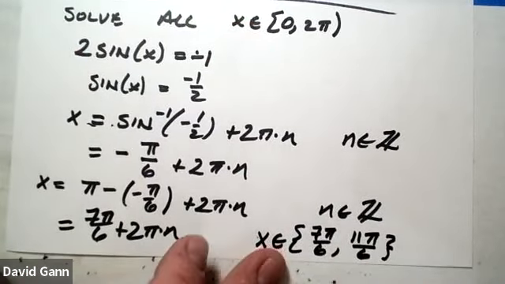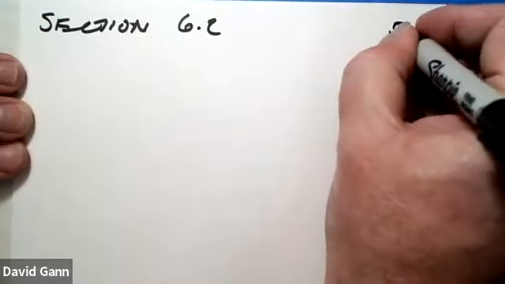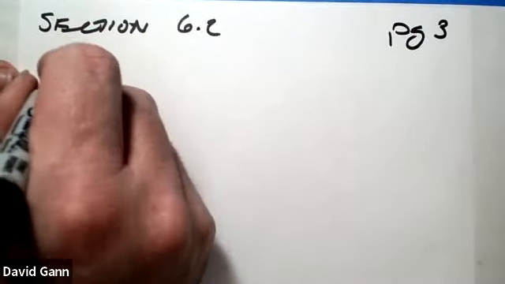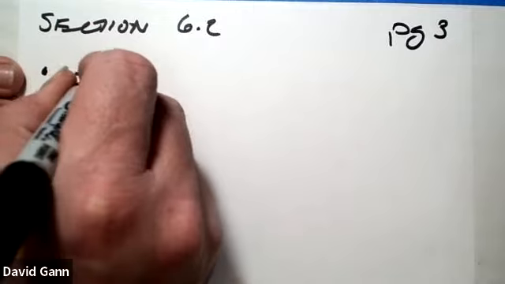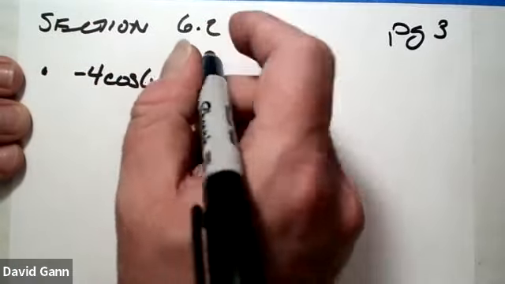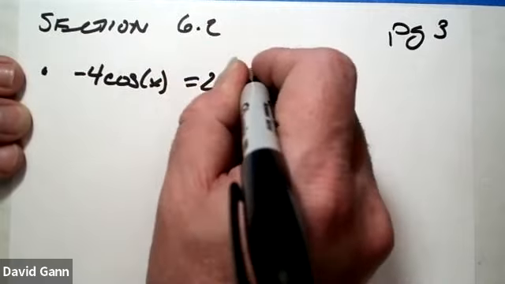Okay, so let me grab another sheet and do a couple more of these. Since the techniques are always the same, I'm going to start speeding up just a little bit. Section 6.2, now on page 3. Okay, so let's try to solve this problem. How about negative 4 cosine of x equal to 2 root 3.